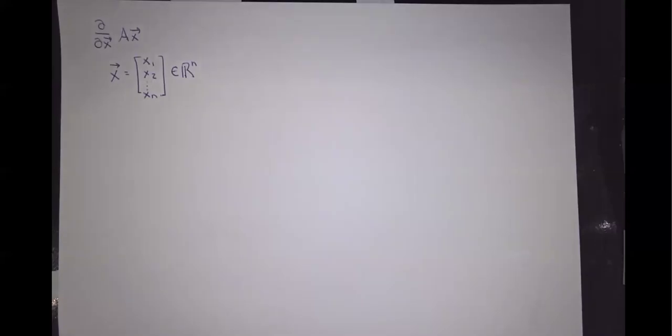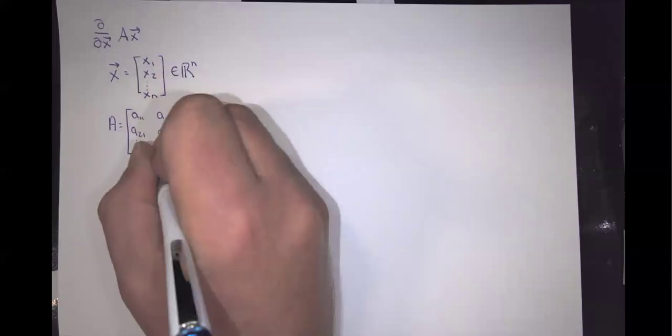In this video, we're going to find the derivative of the matrix function AX. Now, in our book, X is a column vector, so X1, X2 to Xn. So X is in Rn. A, if we're multiplying it by X, has to have n columns, but the number of rows can be whatever, and it'll still work.